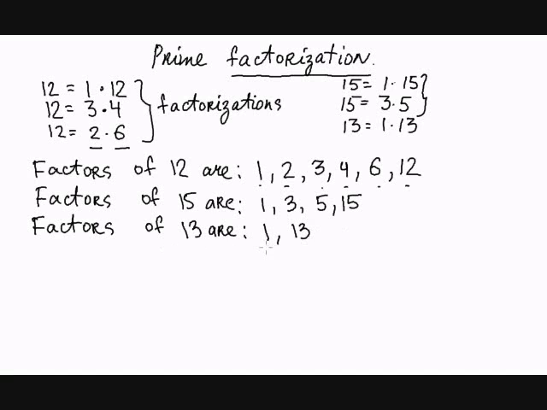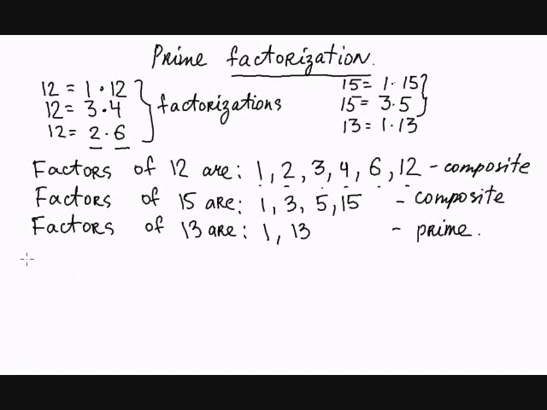And such numbers that have factors only 1 and itself are called prime numbers. While the numbers that have many other factors are called composite. So number 15 is composite and number 12 is composite. Okay, so now we know that the prime numbers are the ones that have only factors 1 and itself.